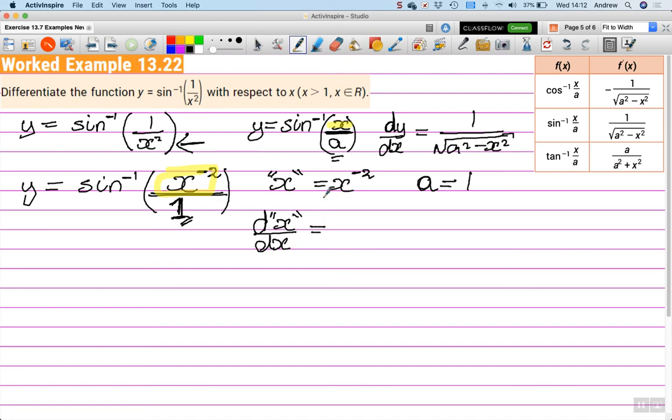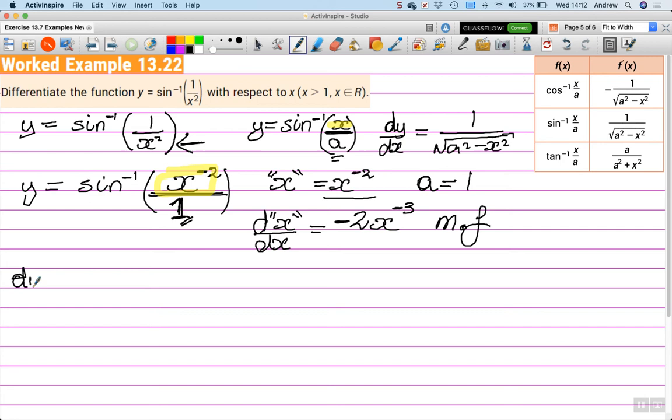When we differentiate x to the power of minus 2, we multiply by the power, and then we put the power down 1, so minus 2 becomes minus 3, and this has become our multiplying factor, which we multiply by at the very end.